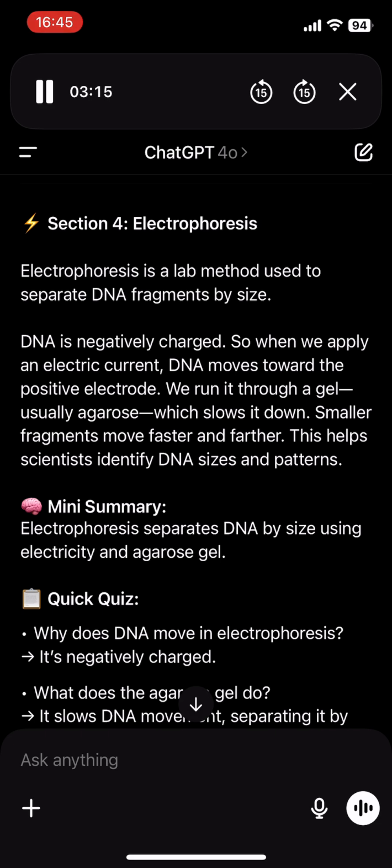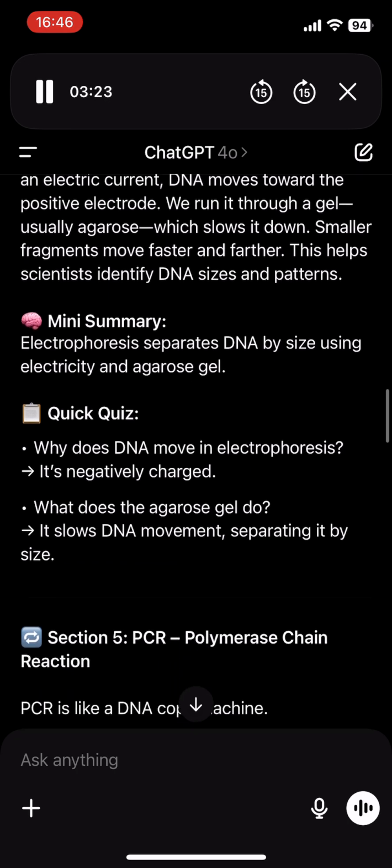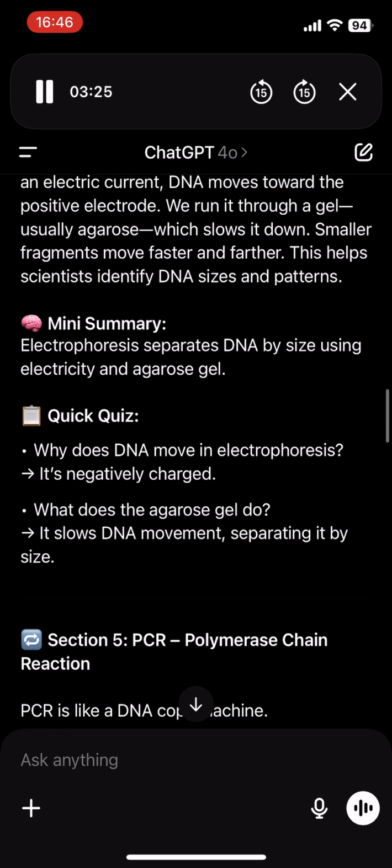Mini summary: electrophoresis separates DNA by size using electricity and agarose gel. Why does DNA move in electrophoresis? It's negatively charged. What does the agarose gel do? It slows DNA movement, separating it by size.